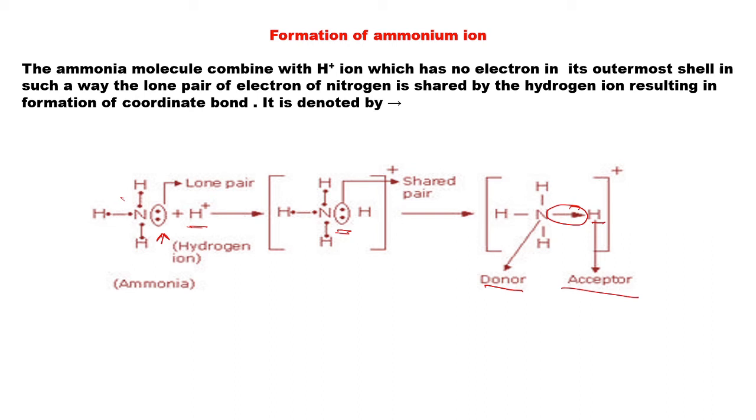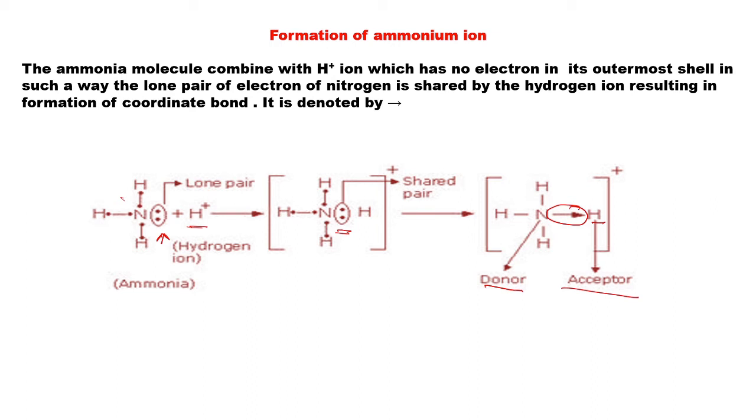In an exam, you are either asked to draw the hydronium ion, the H3O plus, or the ammonium ion. Or you may be asked a question: define a lone pair. What are lone pairs? Give an example of a molecule having two lone pairs or one lone pair. This sort of question comes in the exam.